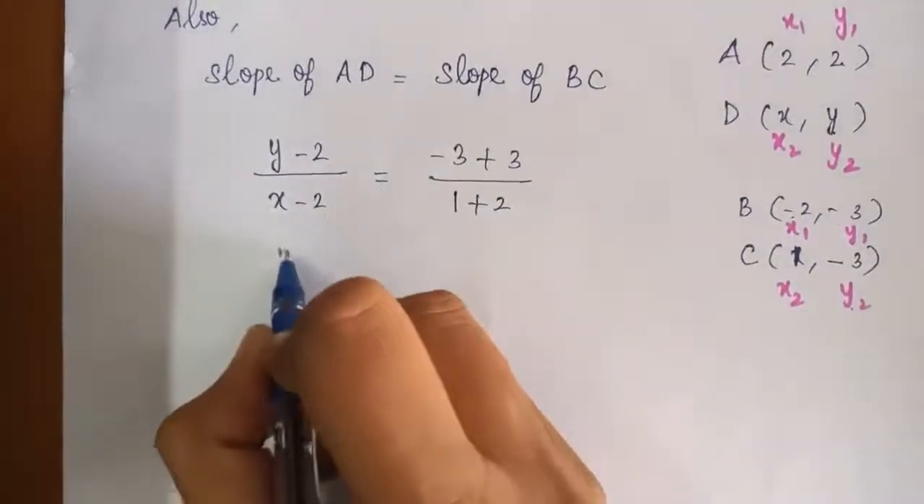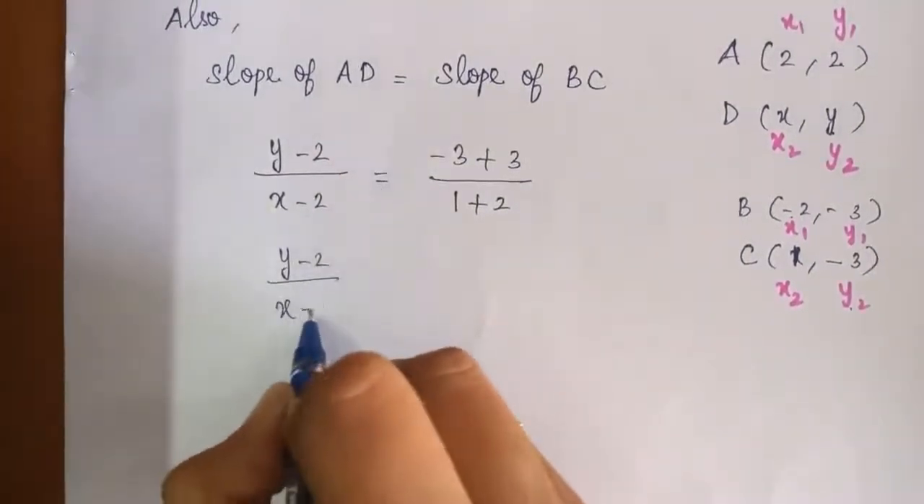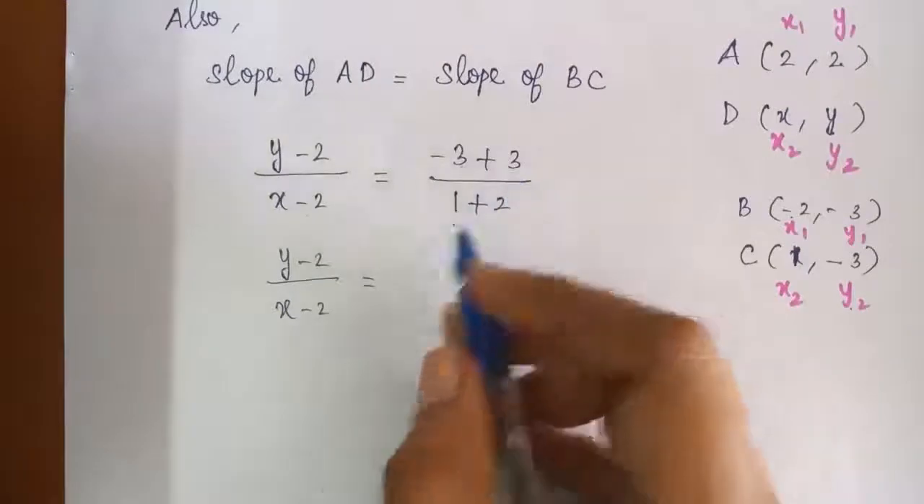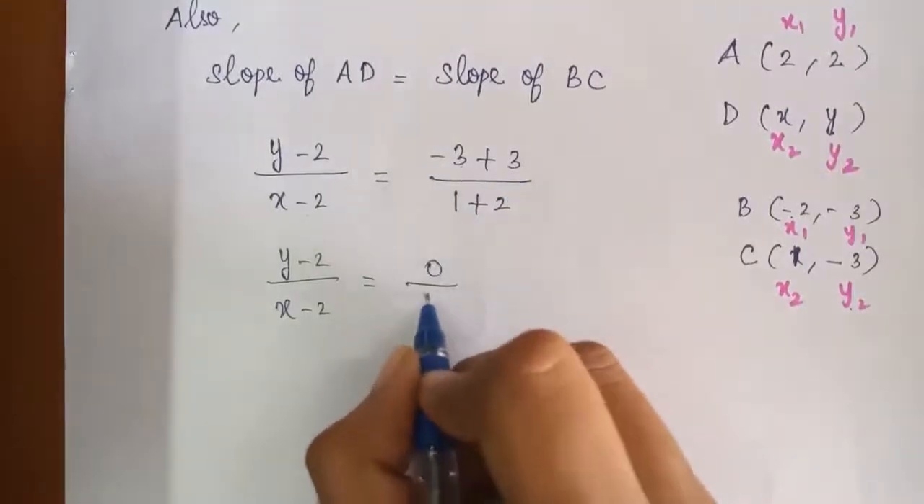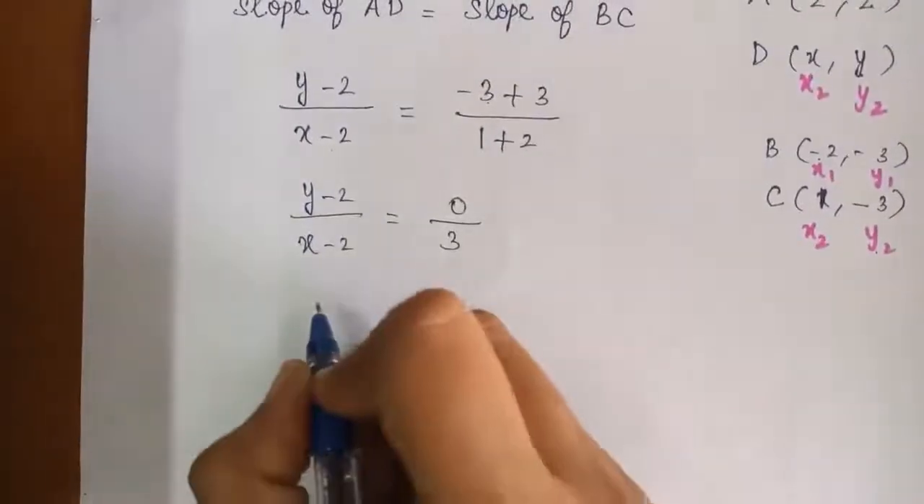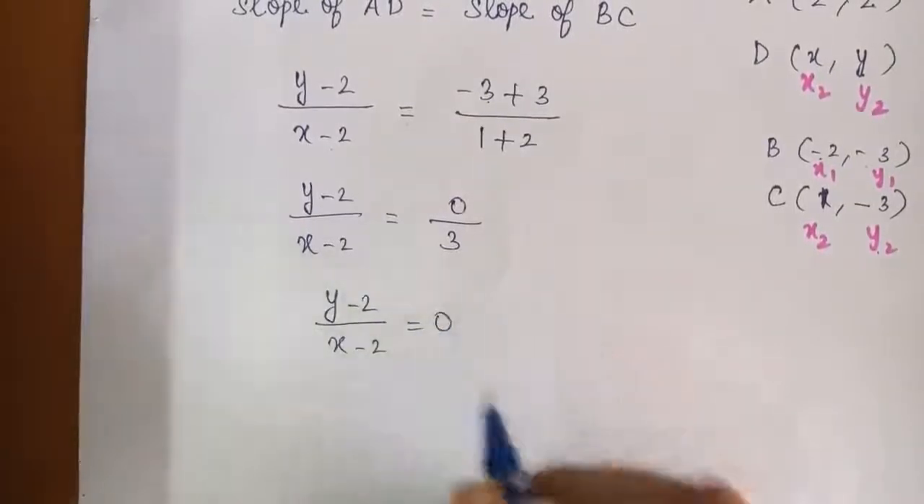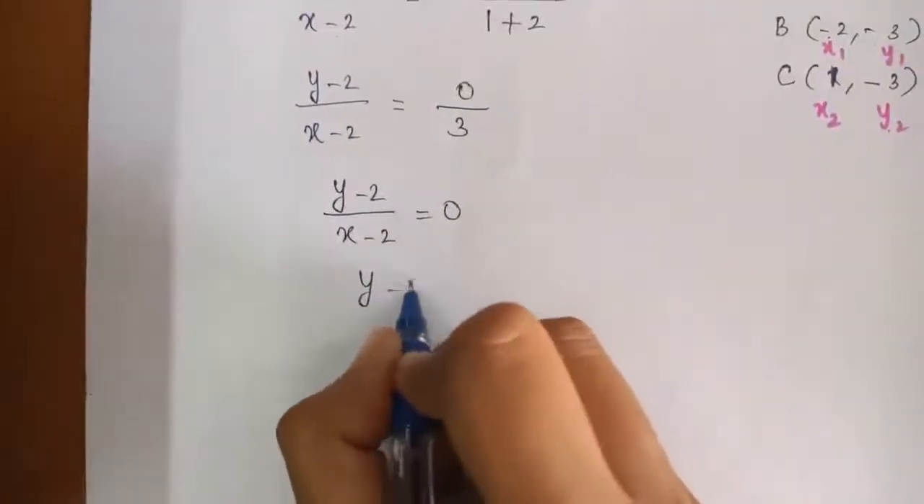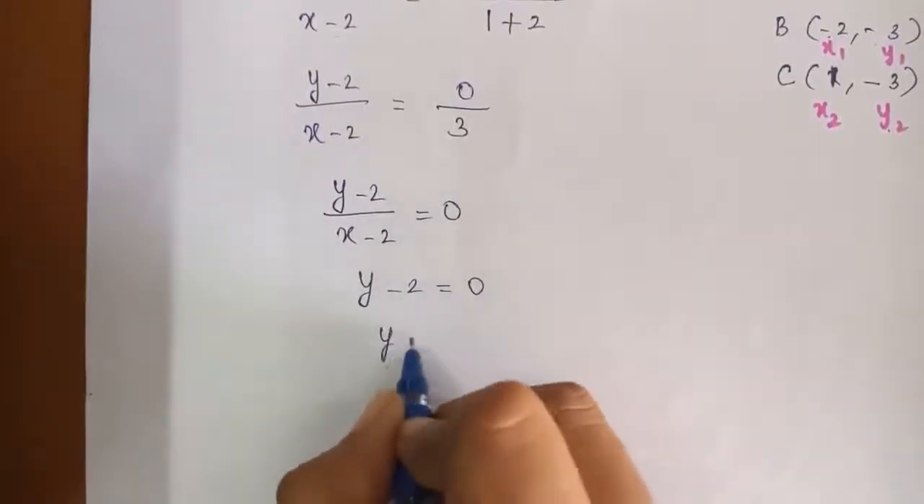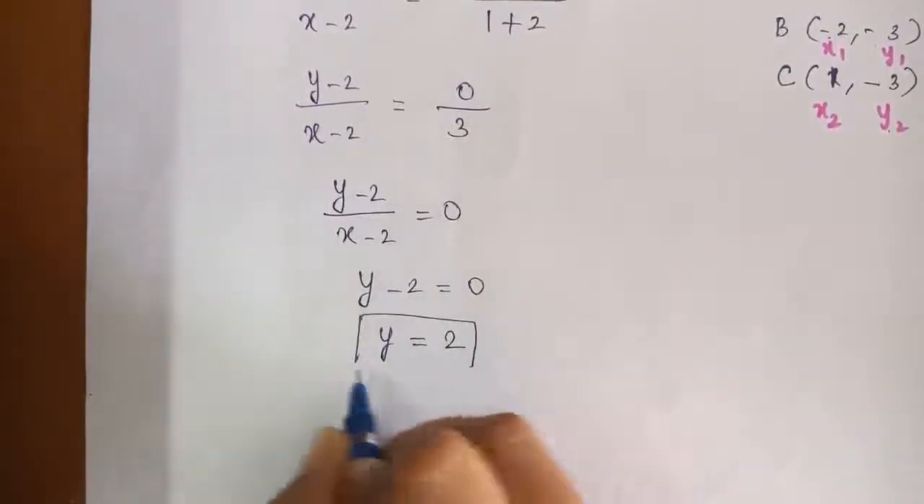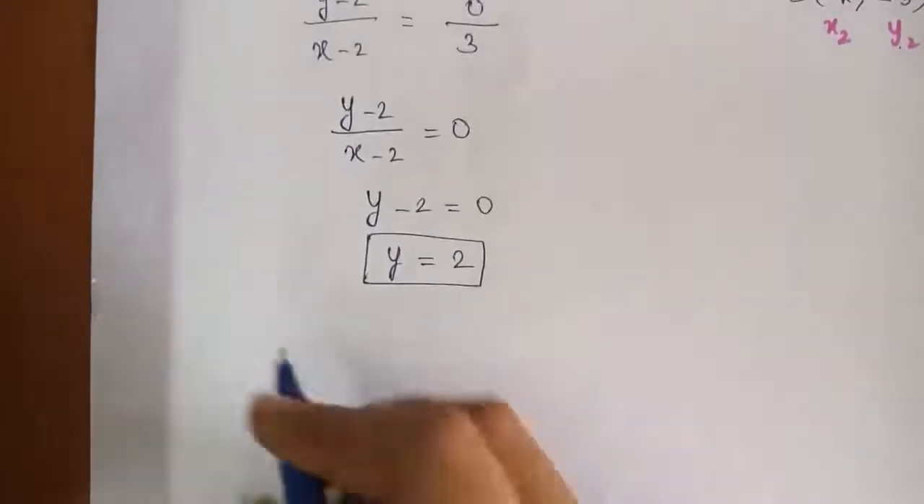So y minus 2 divided by x minus 2 is equal to minus 3 plus 3, which is 0, divided by 3, which is nothing but 0. So y minus 2 divided by x minus 2 is equal to 0. Y minus 2 is equal to 0. Y is equal to 2. Now you got the value y is equal to 2.